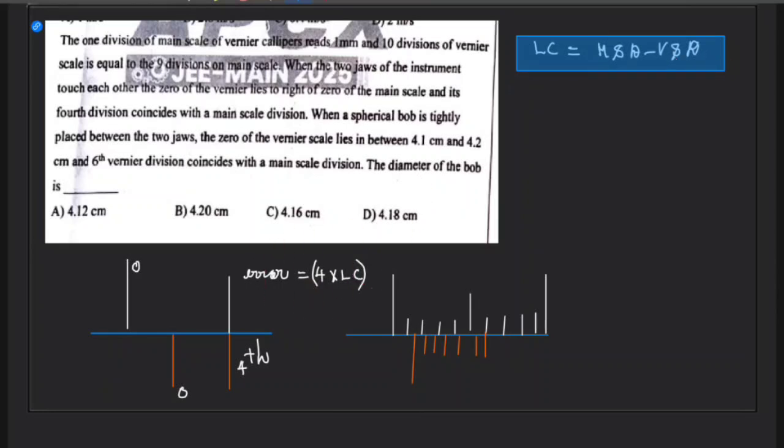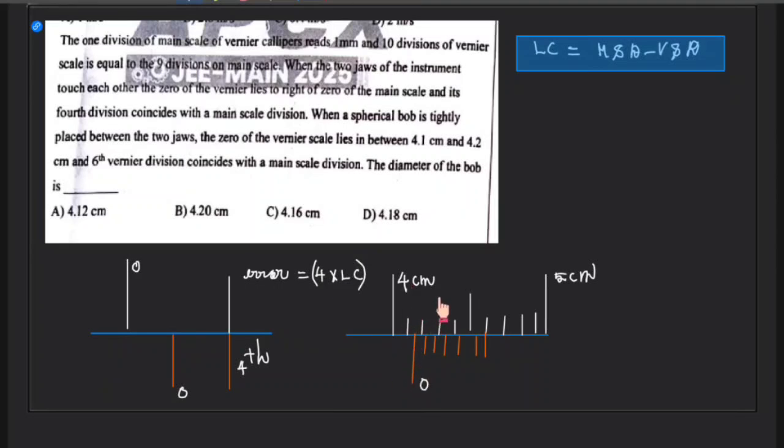So when a spherical bob is placed between the jaws, the 0 of the Vernier scale lies in between 4.1 and 4.2, right? Let me say this is 4 centimeter, and this is 5 centimeter. Now this is called 4.1 and this is called 4.2. Now the 0 of a Vernier is between 4.1 and 4.2.